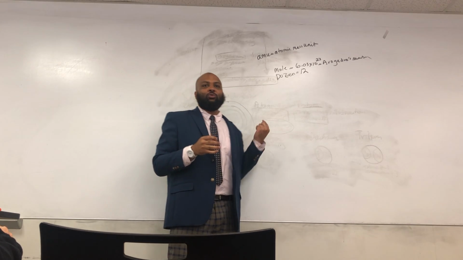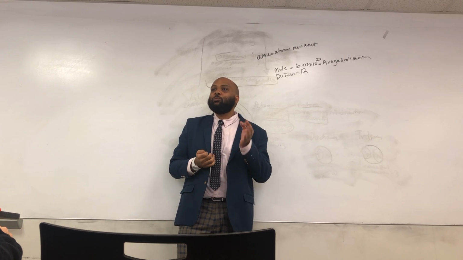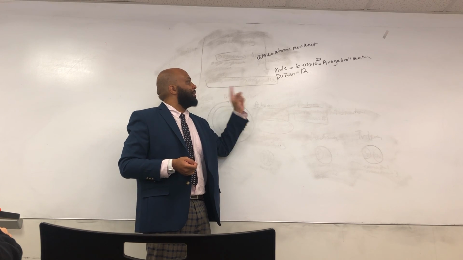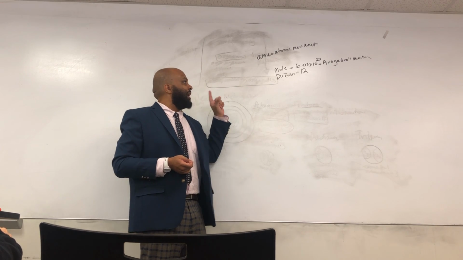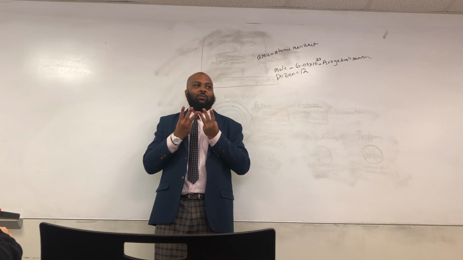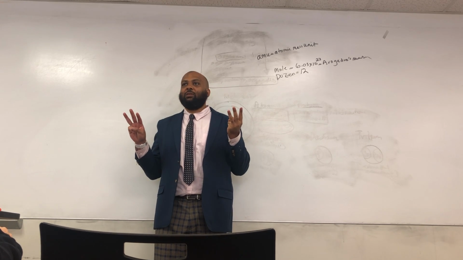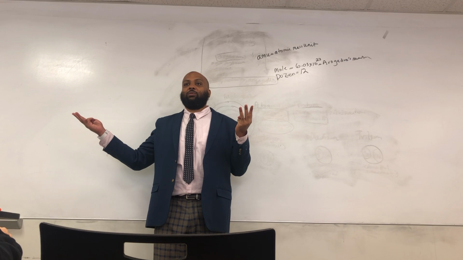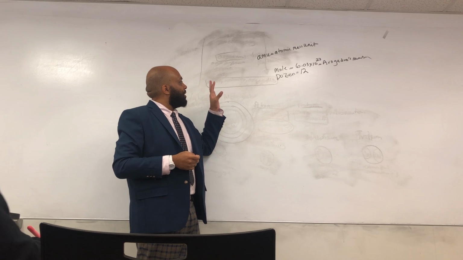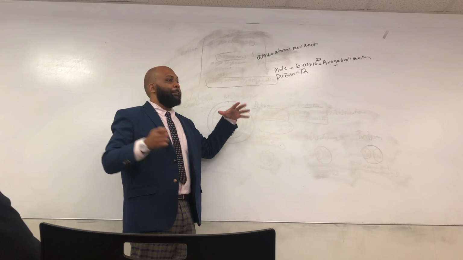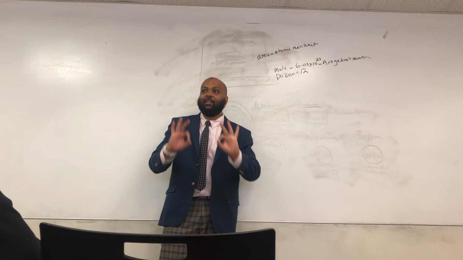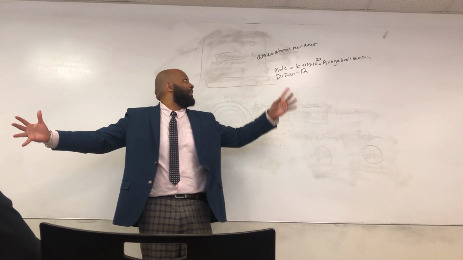But the problem is 12 is too little. The atom is so small. That's why they came up with this huge number, 6.02 times 10 to the power of 23. This is not 3 zeros, not 6 zeros, not 9 zeros. That's 23 zeros. That's a huge number.